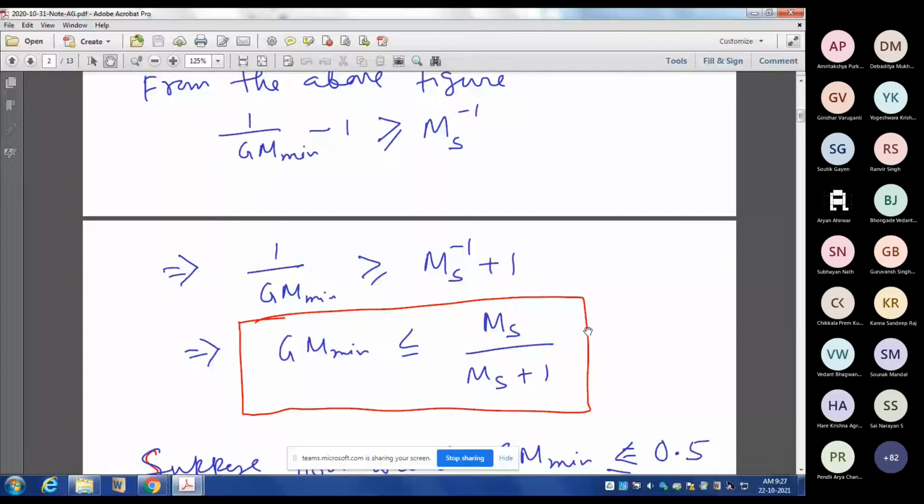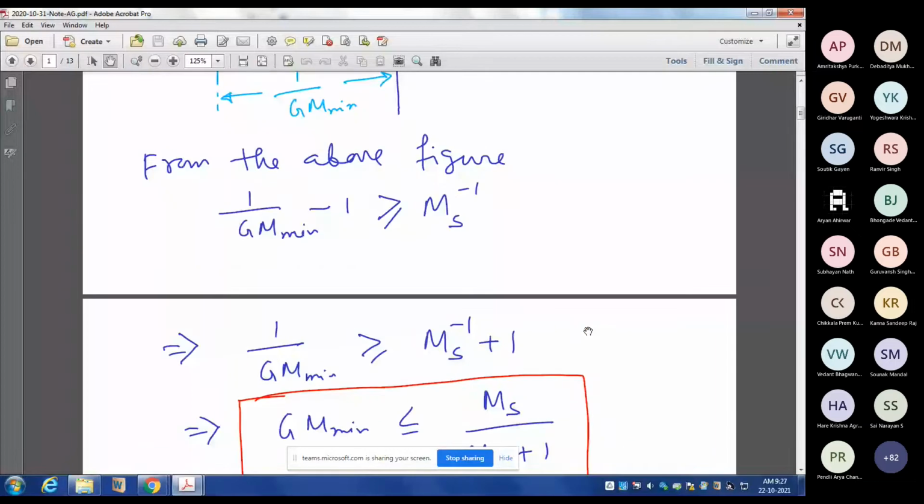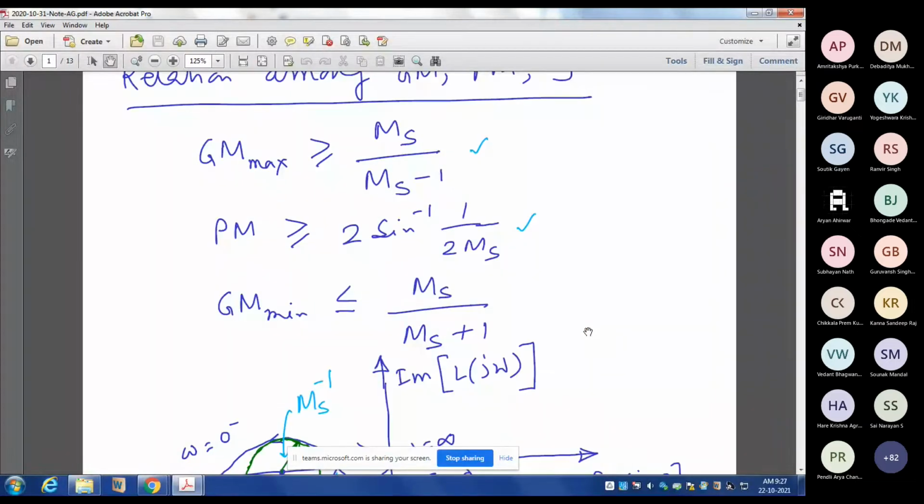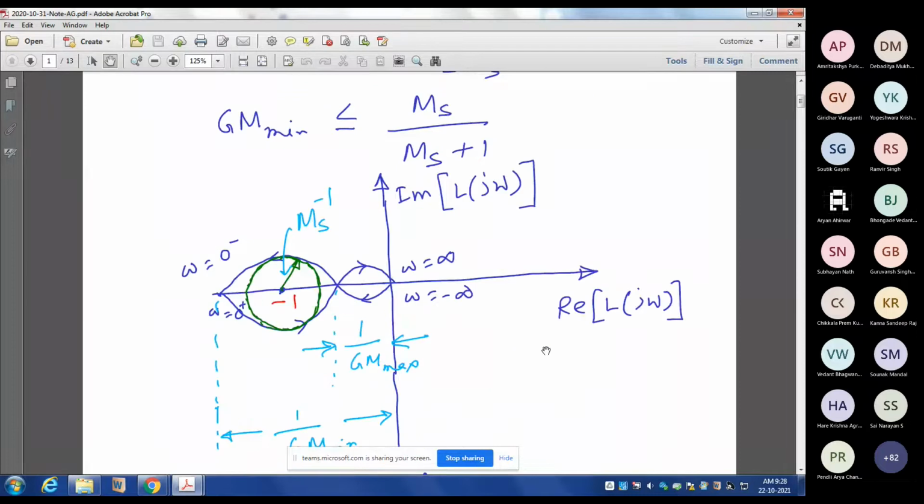In Ulovich book you will not get this GM min. The inequalities are there, but this GM min inequality you will not get, because they have considered only a single gain margin. I got the GM min inequality from an automatic control paper. Whatever information I got, I have shared it here.